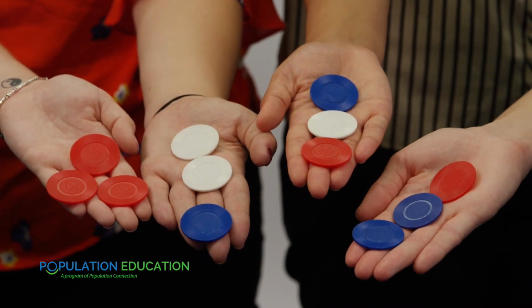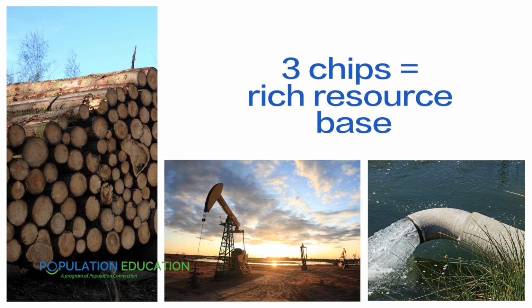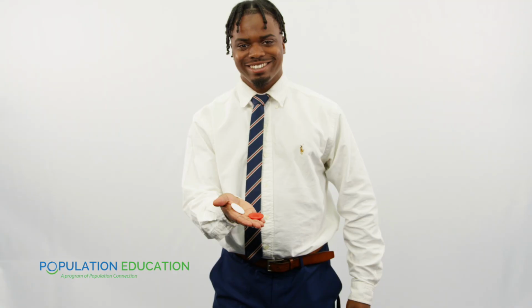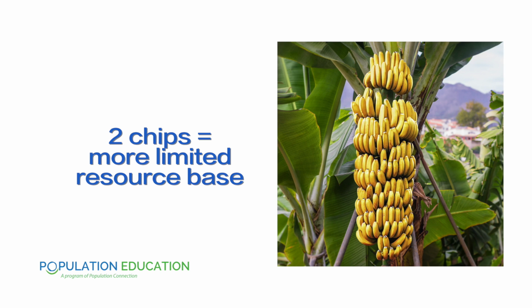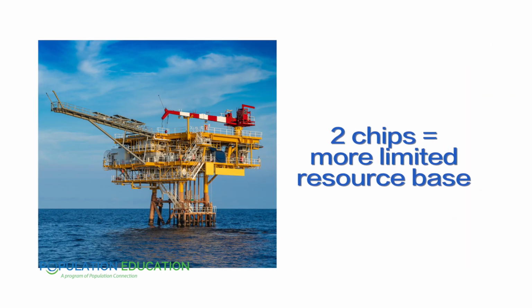Now that students have their chips, you're going to separate the class into 4 groups based on the number of chips that each student has. In the first group, students with 3 chips. These students represent countries with a rich resource base. In the second group, students with 2 chips, and these represent countries with a more limited resource base.